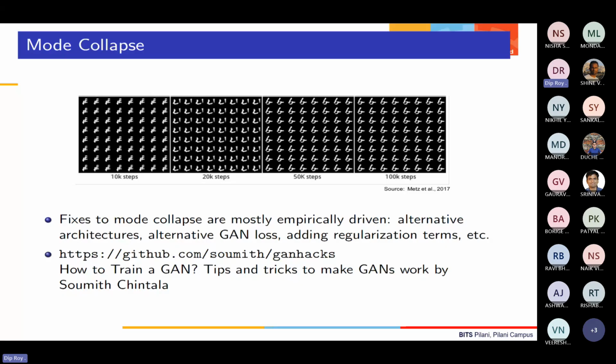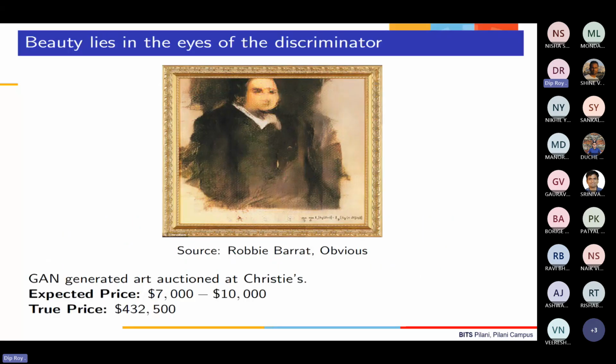You can go through it if you have time. And this is one of the paintings which was a fake sample, that is, generated by the GAN. If you see here, the GAN-generated art auctioned at Christie's had an expected price of $7,000 to $10,000, and it went for around 432K. So this is a kind of good sample that GANs are generating.